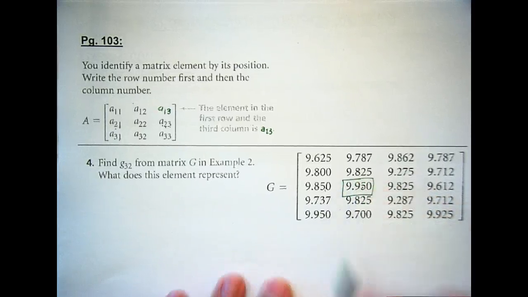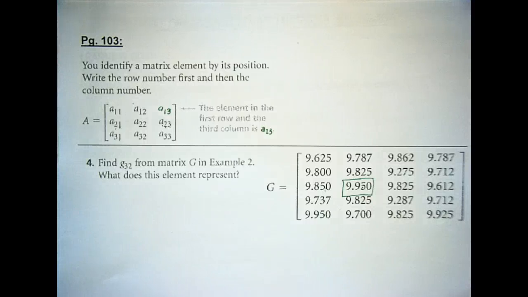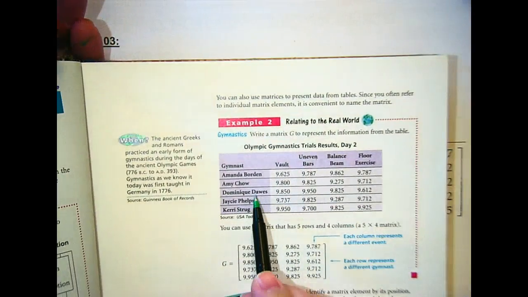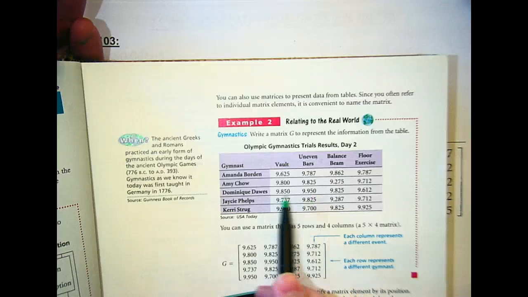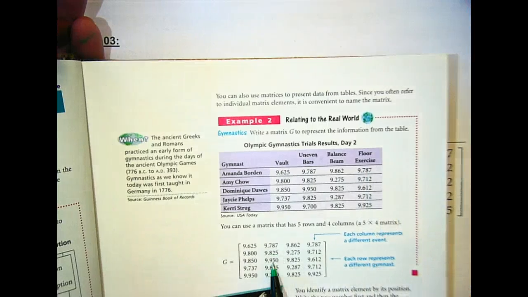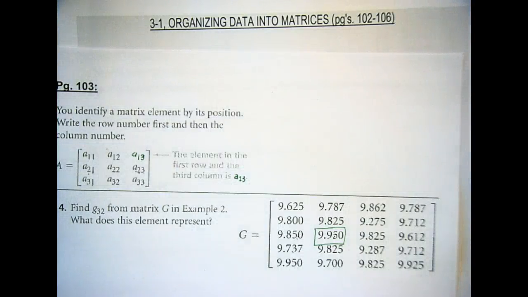Okay? What does that represent? Well, it says 9.95. That's not what it represents. It represents Dominique Dawes on the uneven bars. So if we actually look at the table in the textbook, it represents this person right here, Dominique Dawes on the uneven bars. That's the data we've taken out and put into our matrix. So right here. Okay, good. Nice work. Any questions there?